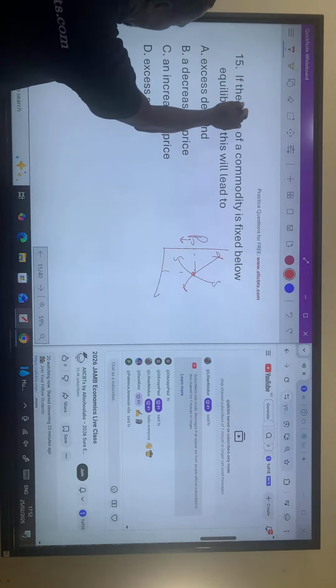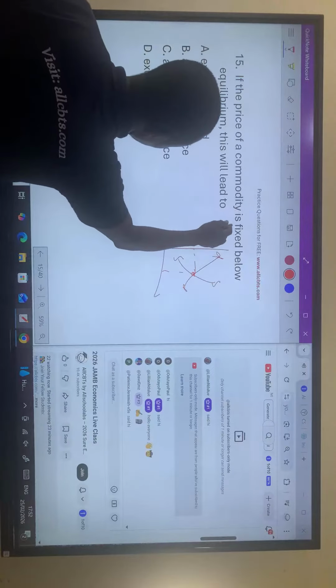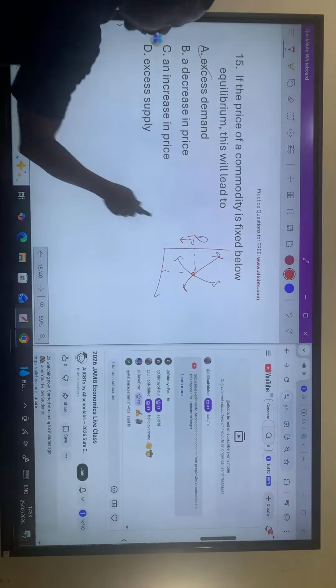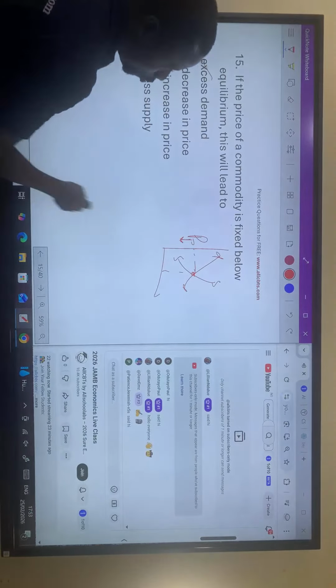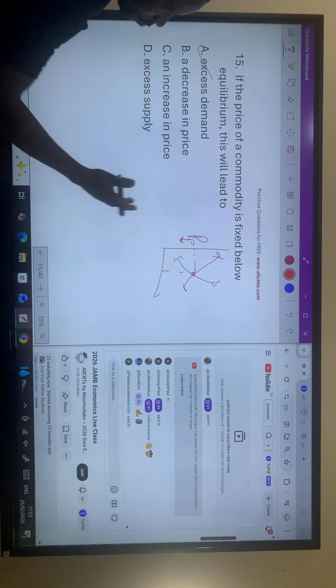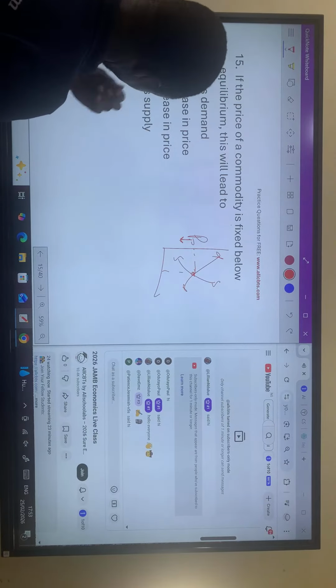If the price, we're talking about the price of commodities, is fixed below equilibrium price, this will lead to what? Excess demand. Because the price has come down below equilibrium price, more will be demanded by the buyer, but less will be supplied by the seller, based on the law of supply and demand. Okay? So we'll go on.